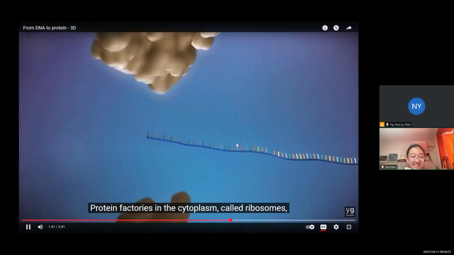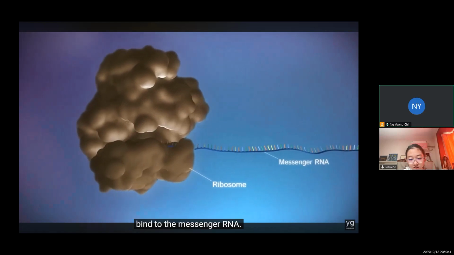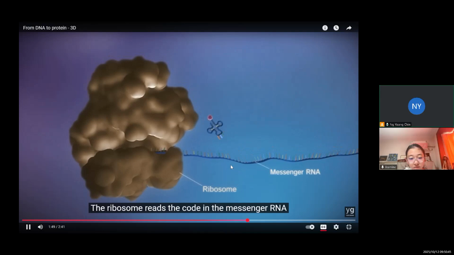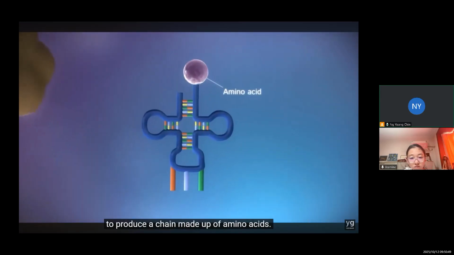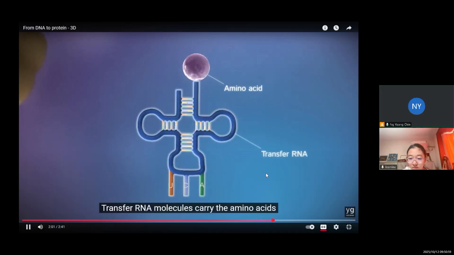Protein factories in the cytoplasm, called ribosomes, bind to the messenger RNA. The ribosome reads the code in the messenger RNA to produce a chain made up of amino acids. See this amino acid. There are 20 different types of amino acid. Transfer RNA molecules carry the amino acids.